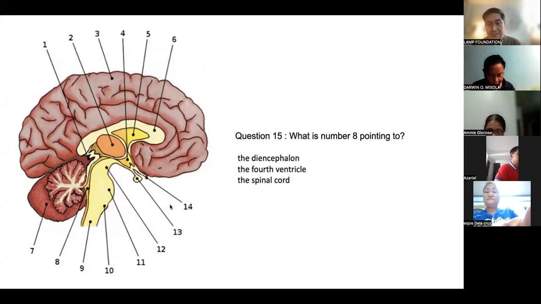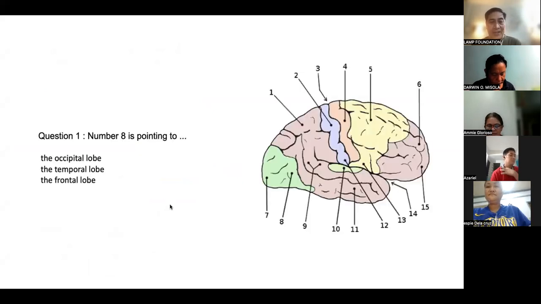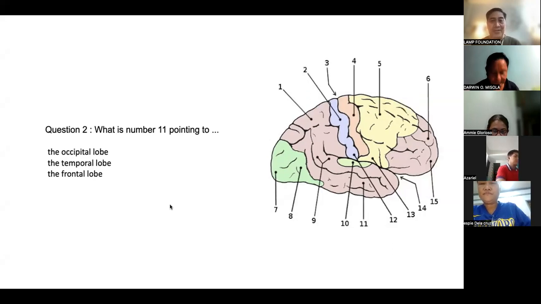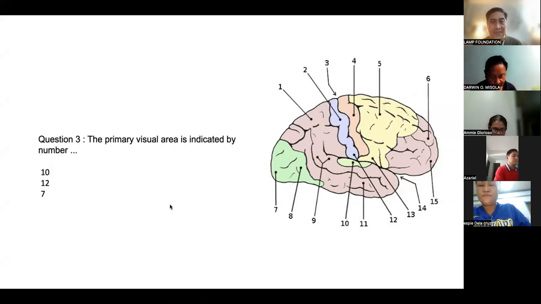Fourth ventricle. Good job, Ma'am Ami. Okay, thank you, Doc. Congratulations. Let's call on Ma'am SP who looks so ready. Perfect po, bawal magkamali. Okay, go. Number 8 is pointing to the occipital lobe. Great. What is number 11 pointing to? The temporal lobe. Okay, expert na kayo dito because I think you are performing scalp, right? Yes, Dr. Gavino. Okay.